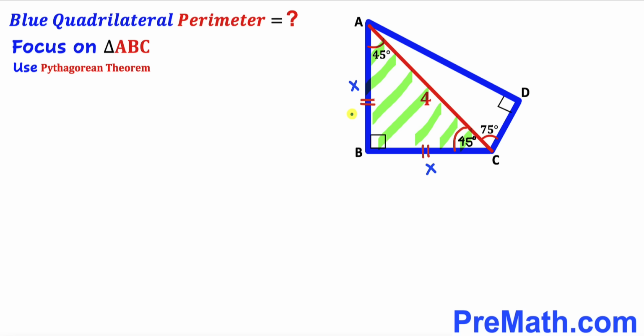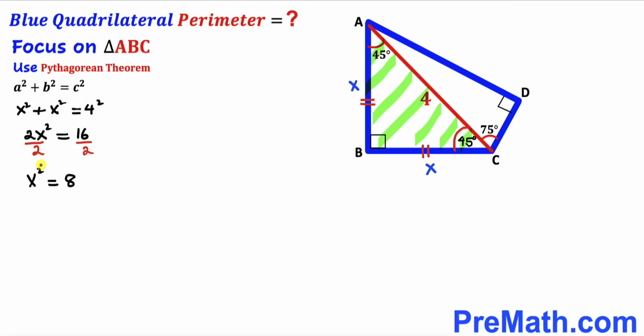And now we are going to apply the Pythagorean theorem on this triangle. And here's our Pythagorean theorem: a square plus b square equal to c square. And in our case, our hypotenuse is 4, whereas our 2 other legs are x and x. Let's go ahead and fill in the blanks in this Pythagorean formula. So we got x square plus x square is going to be equal to 4 square. Let's divide both sides by 2. So therefore, x square turns out to be equal to 8.